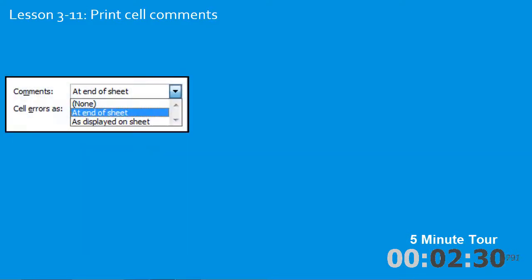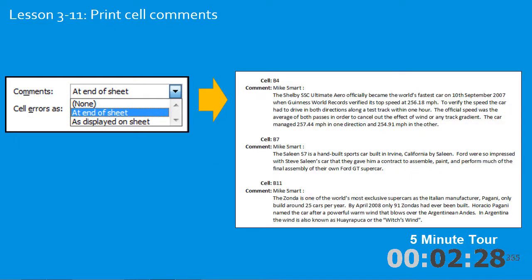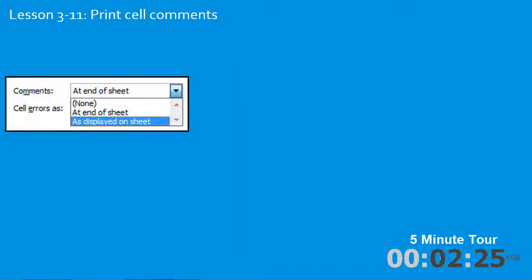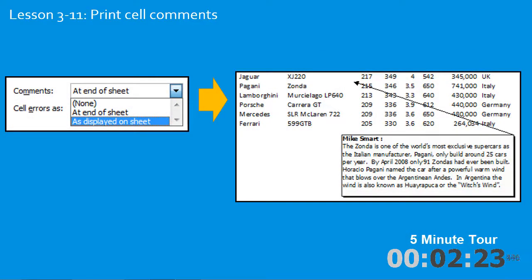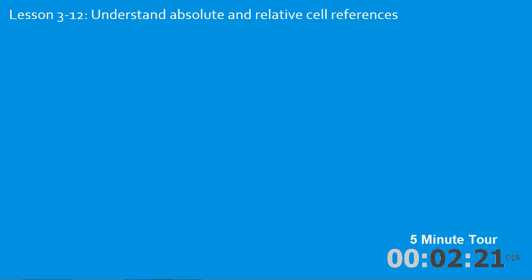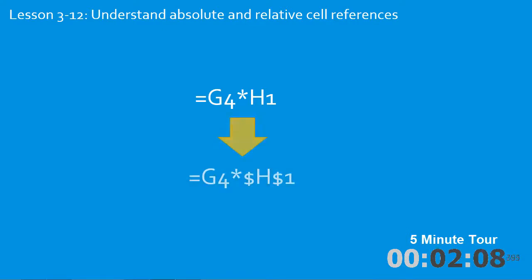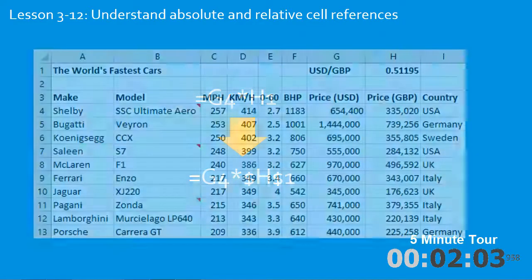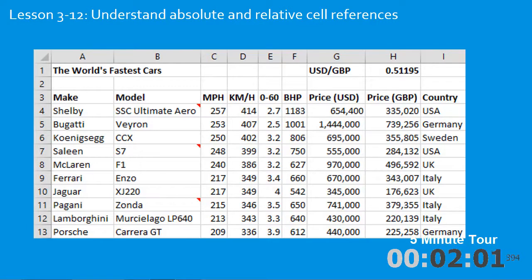You'll first print some cell comments at the end of the worksheet. This is the actual printout, and then as displayed on the sheet. Once again, this is the actual printed page. In the 12th lesson, you'll understand absolute and relative cell references, a skill that is beyond the ability of the average Excel user. You'll take this formula and you'll convert H1 into an absolute reference. Using this absolute reference, you'll then construct this worksheet showing prices in both US dollars and Great Britain pounds by reference to the exchange rate shown in cell H1.